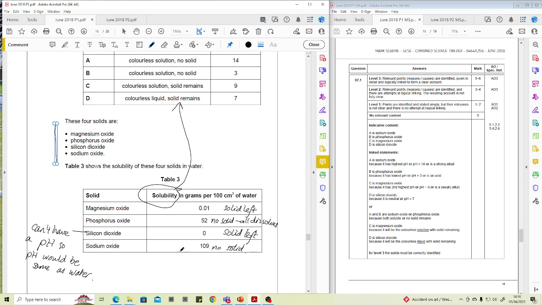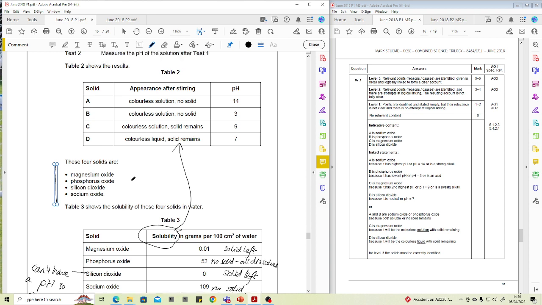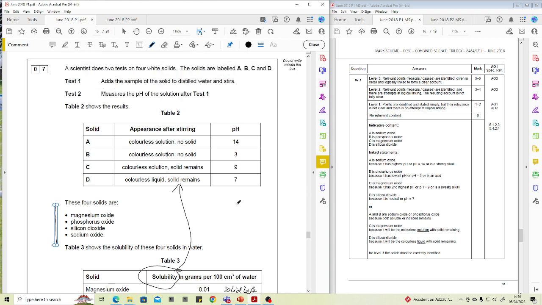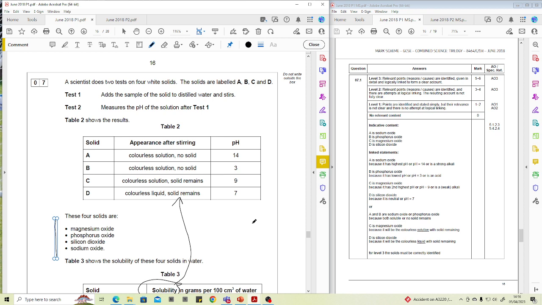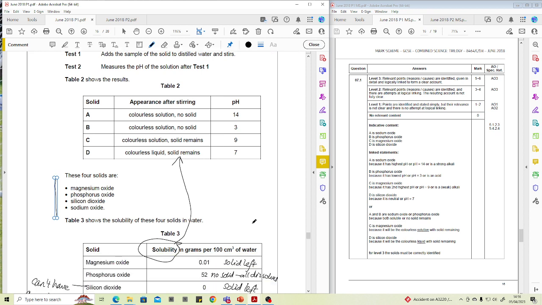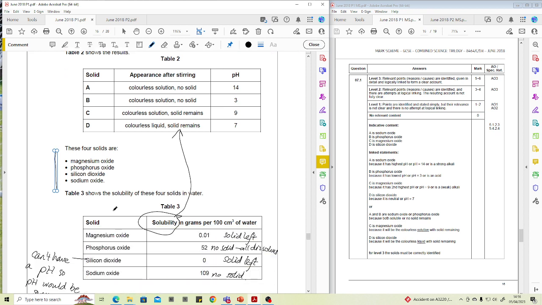Okay. What else? This pH thing. How would we know whether something became an alkali? Oh wait. Some of these look like bases to me because they're metal oxides. So metal oxides are bases. Okay, and soluble metal oxides are alkali. Alkaline.